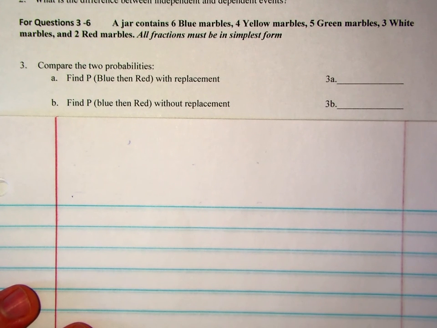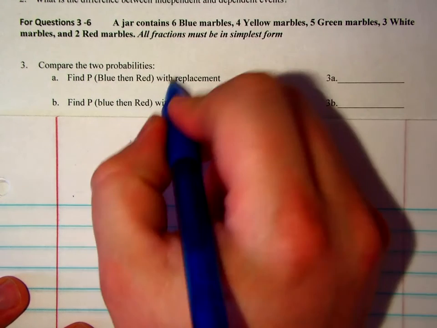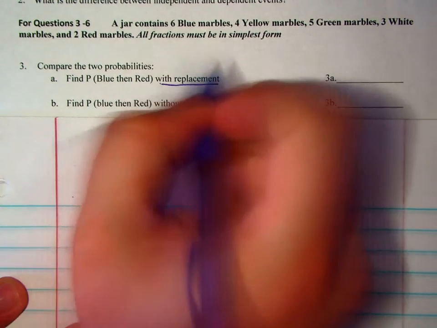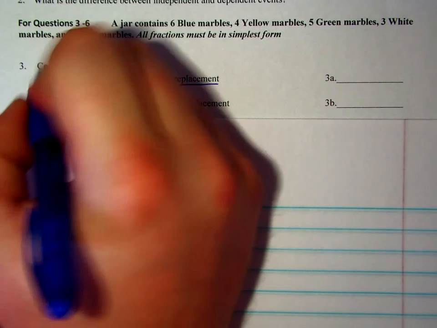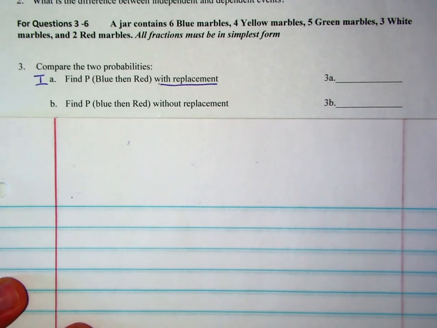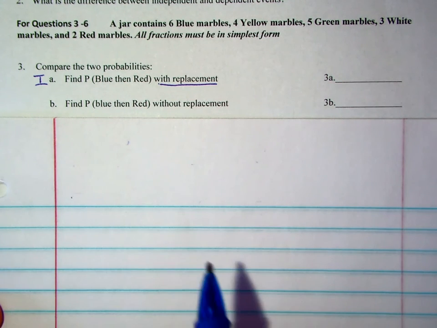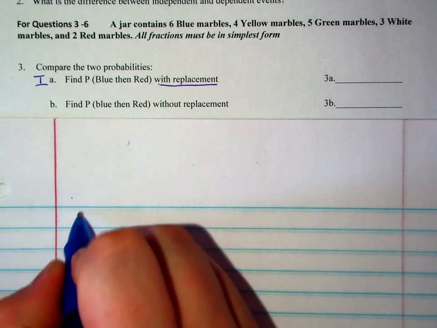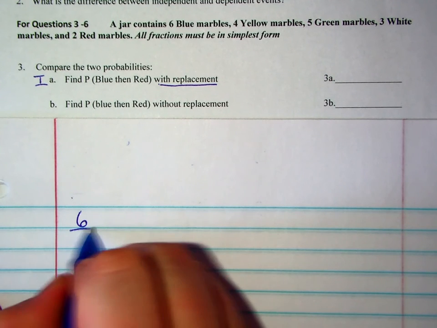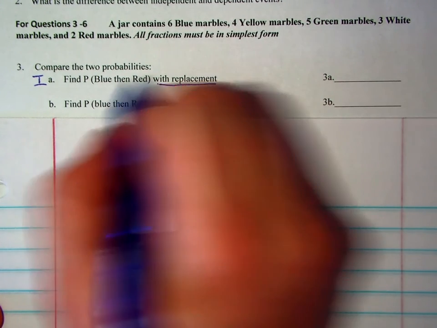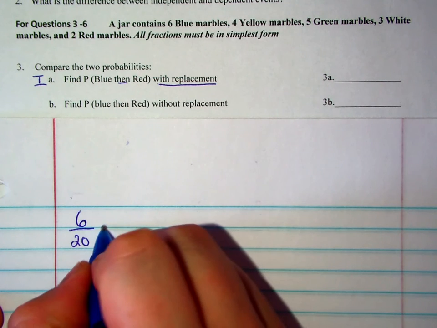Question 3 says find the probability of blue, then red, with replacement. So with replacement tells me that I will be putting the marble back into the bag. My sample space will not be changing, so that is independent probability. So the probability of blue, we have 6 blue marbles and 20 total marbles. Then tells me I will be multiplying.